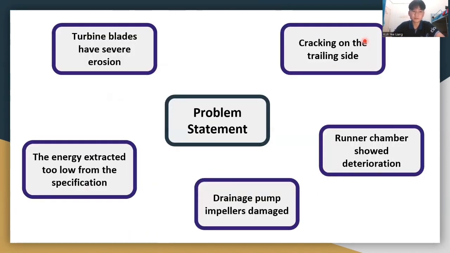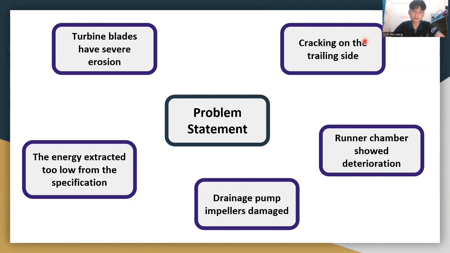So what is the problem? First, the turbine blades have severe erosion. They also have cracking on the trailing side. The runner chamber shows deterioration, there is drainage pump impeller damage, and the energy extracted is too low compared to the specification. All these effects come from cavitation.